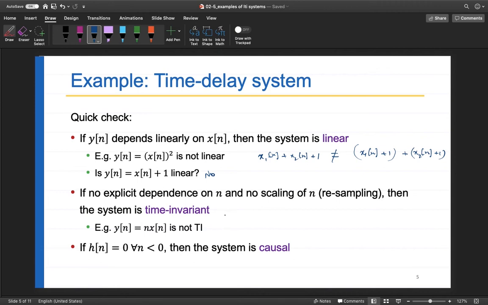It's very straightforward. And then we have seen the resampling example, that if you are resampling a signal, basically downsampling, then it is not time invariant.